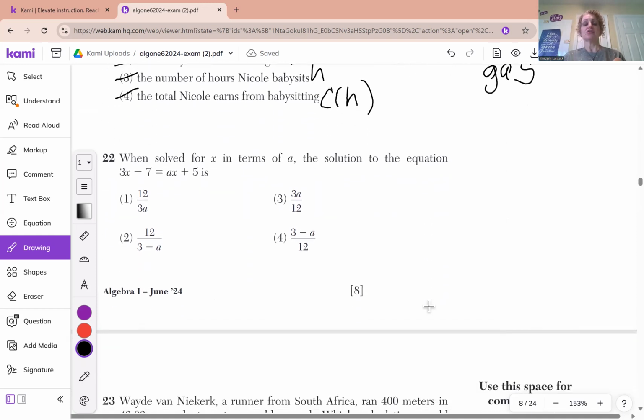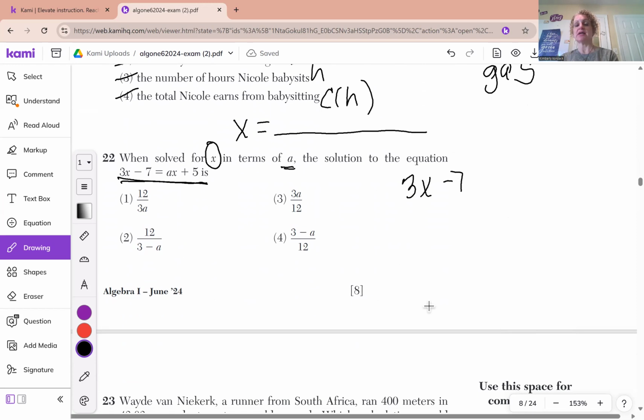When you solve for x in terms of a, this means you're doing x equals, and in your answer, you will have a. It wants the solution to this equation. So that means I need to get the x's on one side and everything else on the other. So what am I going to do? I'm going to subtract ax from this side. I'm going to add 7 to the other side.